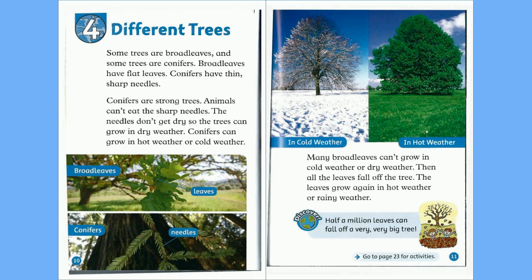Chapter 4. Different trees. Some trees are broadleaves, and some trees are conifers. Broadleaves have flat leaves. Conifers have thin, sharp needles. Conifers are strong trees. Animals can't eat the sharp needles. The needles don't get dry, so the trees can grow in dry weather. Conifers can grow in hot weather or cold weather.